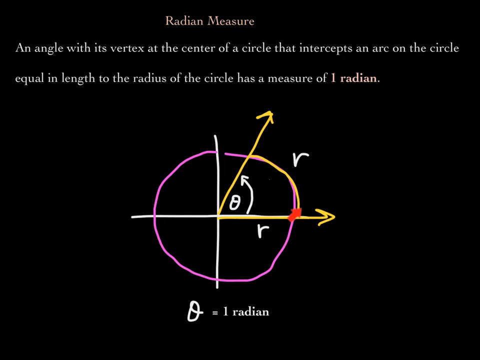Now you have to pay close attention to the following. This arc happens to be equal in length to the radius of the circle. And that's what it means for this angle theta to have 1 radian. An angle that measures 1 radian has its vertex at the center of the circle and intercepts an arc that is equal in length to the radius of the circle.